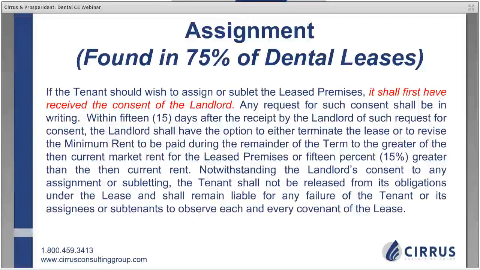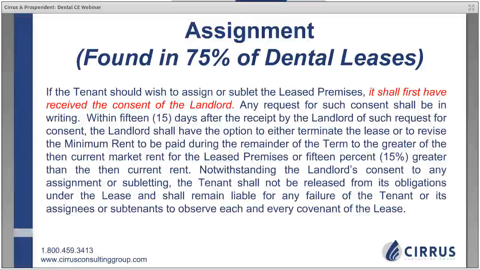And unfortunately, when she approached the landlord to request approval to transfer the lease from her to the doctor that she had a conditional agreement of purchase and sale with, who essentially would be taking over her practice, the landlord advised her that they would essentially provide her with three different options. Option number one is they would agree to the transfer of the lease agreement, predicated or conditional on a 35% increase in rent.